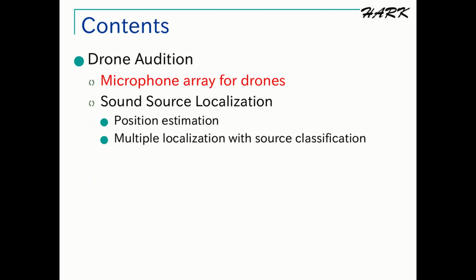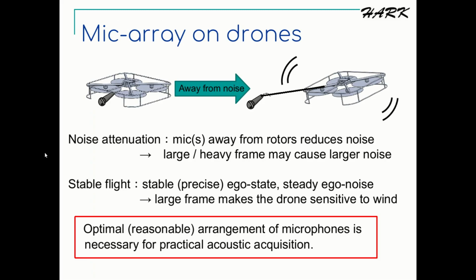Now, some implementation tips for drone audition to deal with these challenges. The first one is about the configuration of microphones. Obviously, it is a must to place microphones close to the target and away from the noise sources. For drone audition, the choice of positions for onboard microphones cannot be selected arbitrarily because of the size of the drone, and the target is always much farther away than the rotors.